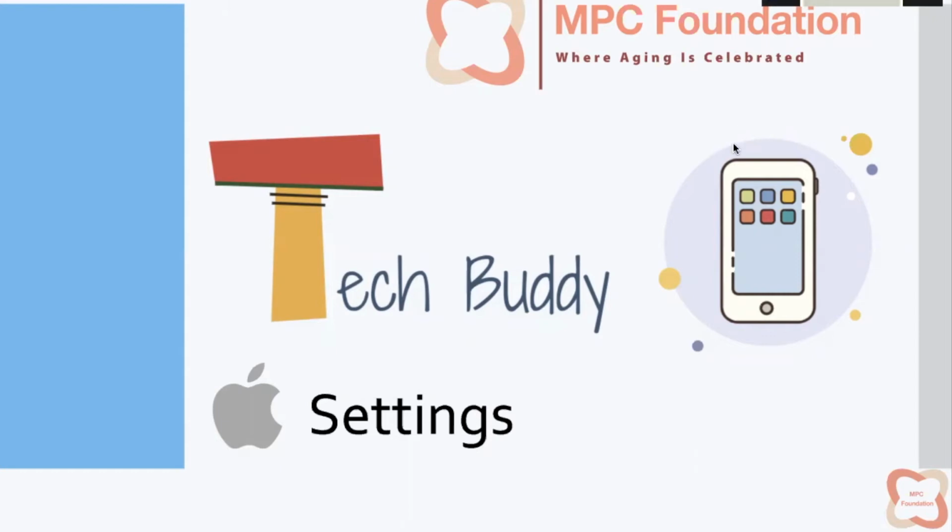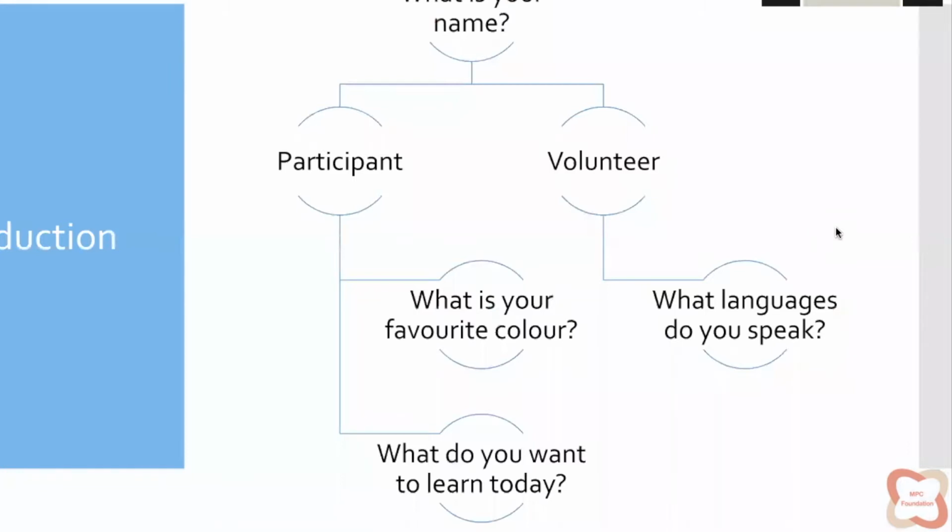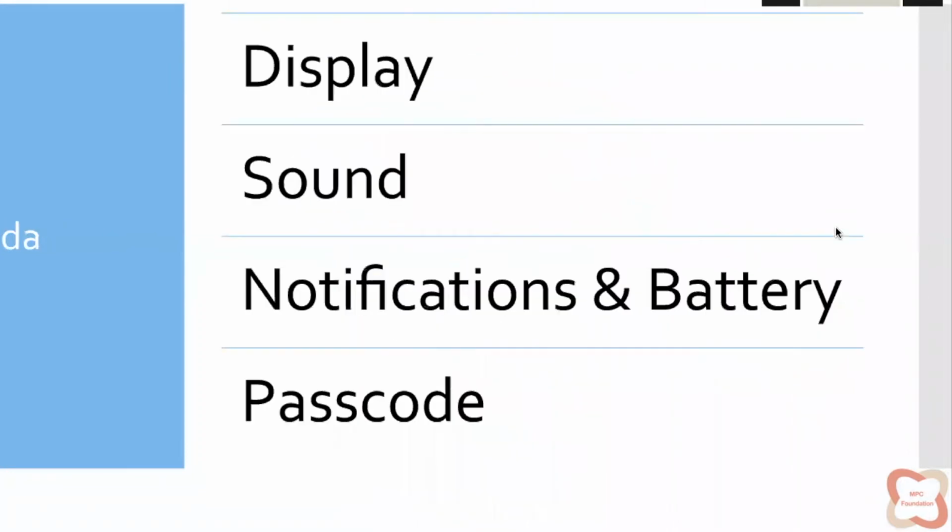Yeah, okay. So today is a continuation of what we talked about last week. Last week we touched on the language and region and keyboard functions in the settings. Today we're going to talk about some other things that we can do with the settings. So today we're going to talk about the display, sound, notifications and battery, and passcode.